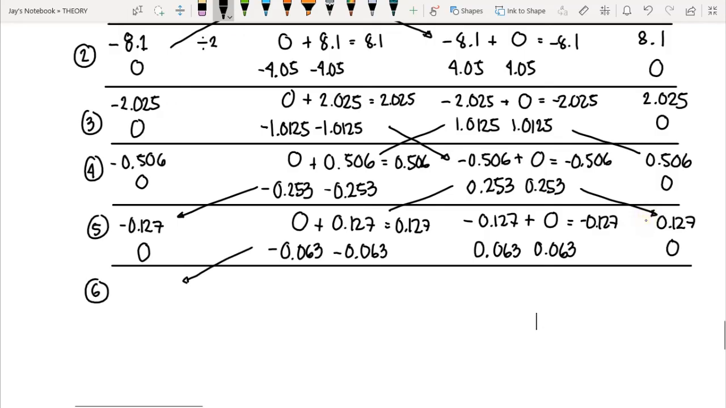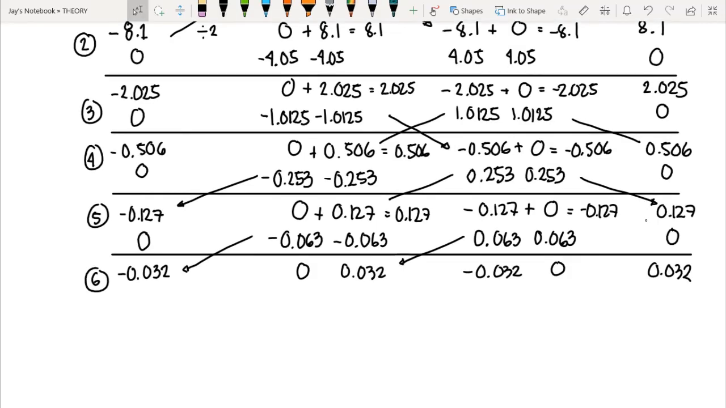So we have negative 0.060 divided by 2. We have here negative 0.032. We have here 0. We have here positive 0.032. If you divide it by 2, on this side we have negative 0.032. Then we have here 0, and we have here 0.032. So we multiply to distribution factor. Here we have 0. If you add this 2, we have 0.032.